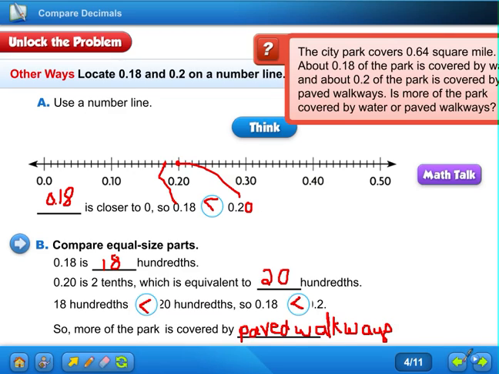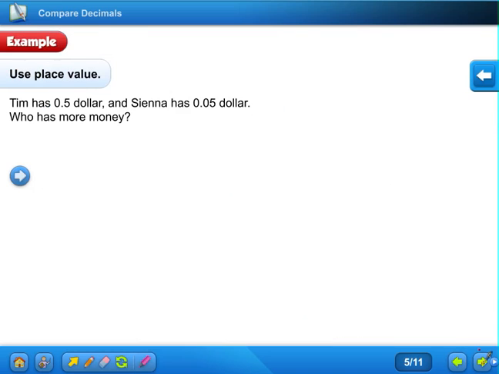All right. So I hope this lesson helps you. Let me do one more thing really quick because we did that pretty quick. Let me do this one too. Tim has 5/10 dollar and Serena has 5/100 of a dollar. I'm just pausing so you guys can kind of say it before I do.